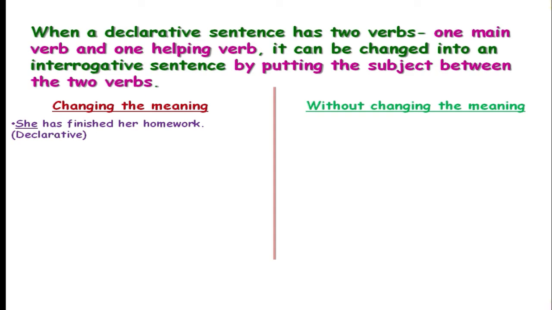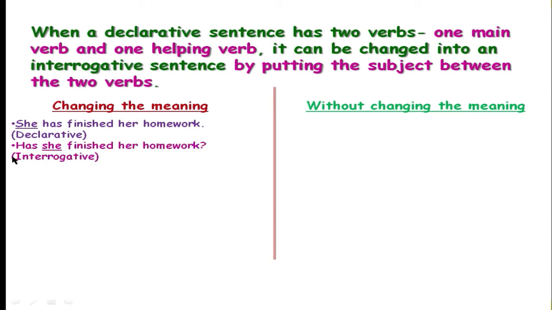Now what we have to do? We have to bring the subject between the two verbs to make it an interrogative sentences. As I told you that we bring the verb in front of the subject. The subject here is she. So has will come here in front of she, and finished will be after she. So my sentence will be, has she finished her homework?